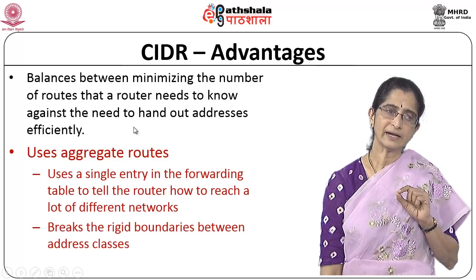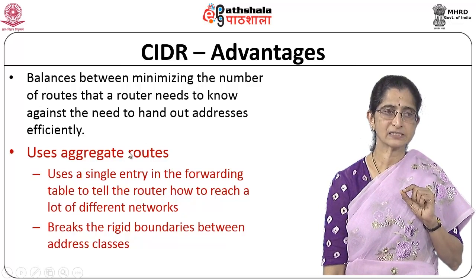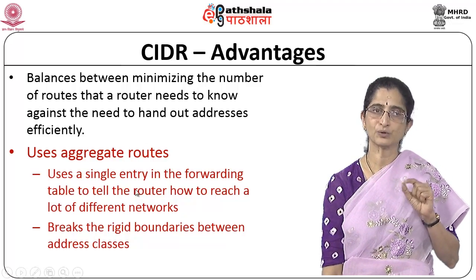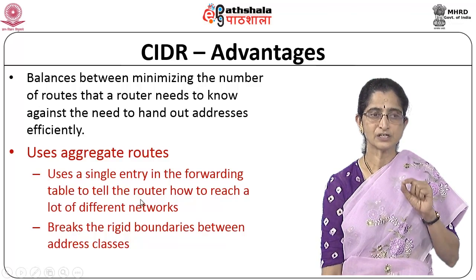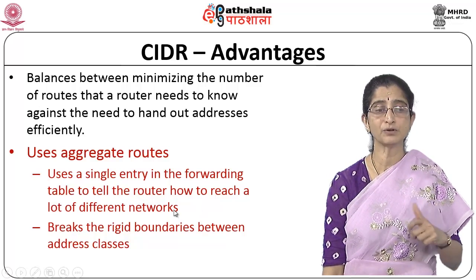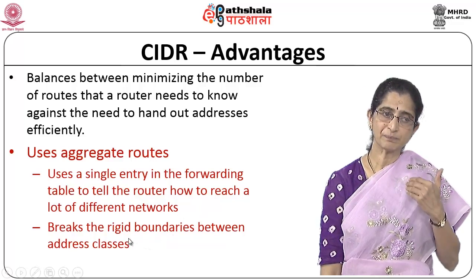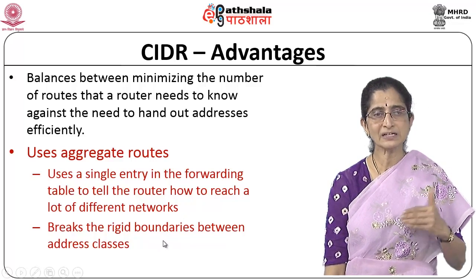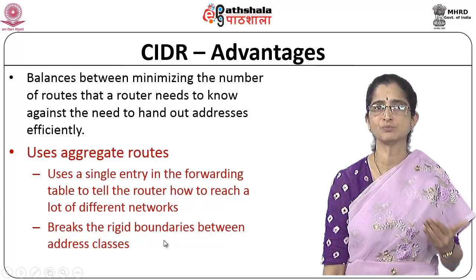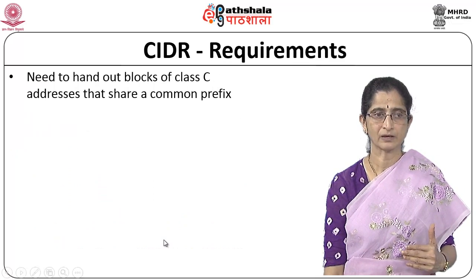This CIDR mechanism also allows us to aggregate the routes. So, you can use a single entry in the forwarding table to tell the router how to reach a number of different networks. And so it breaks the rigid boundary that we have between the different address classes. So, it gives us a much more efficient addressing scheme.